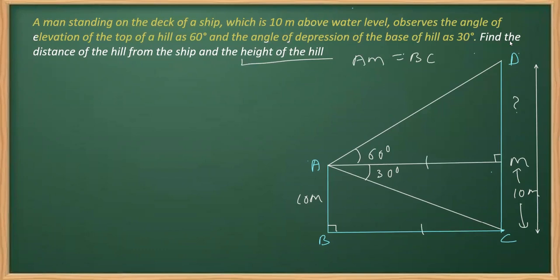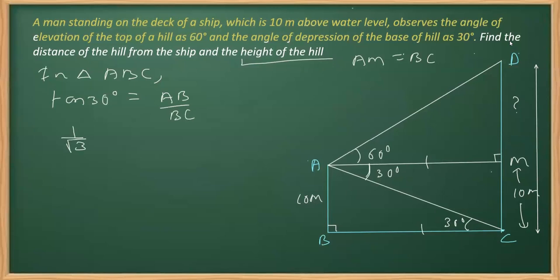So let's start with any right angle triangle. As of now, we can take triangle ABC and we'll apply. Okay, one more thing, if this angle is 30 degree by alternate interior angle, this will be 30 degrees. So we'll apply tan 30, which is perpendicular over base. Perpendicular is AB and the base is BC. Tan 30, whose value is 1 by root 3. So I replaced with 1 by root 3. AB, which is given here 10 meter in the figure, and BC is what we are looking for. So by cross multiplication, BC comes out to be 10 root 3 meter.